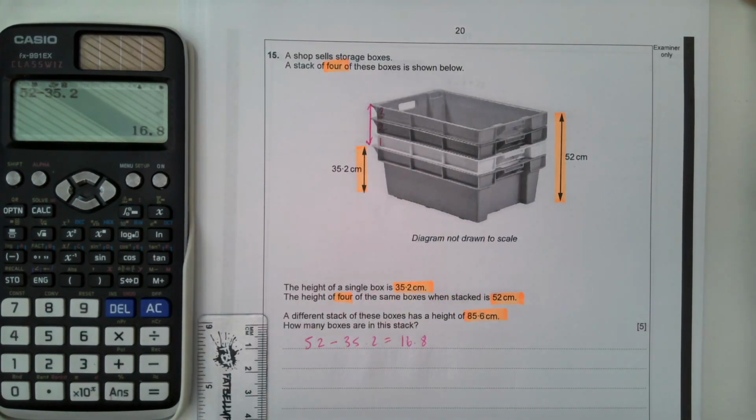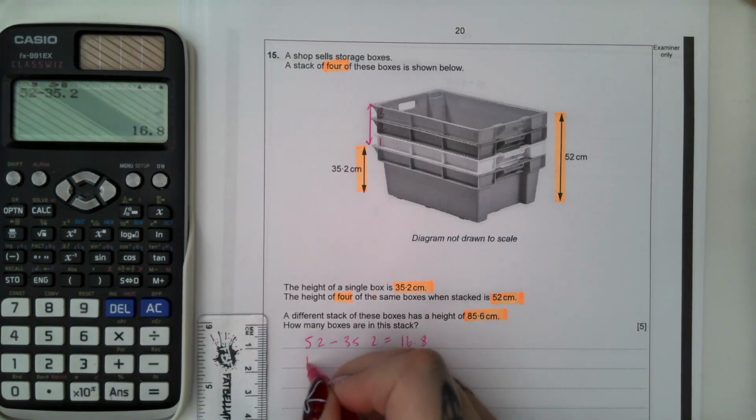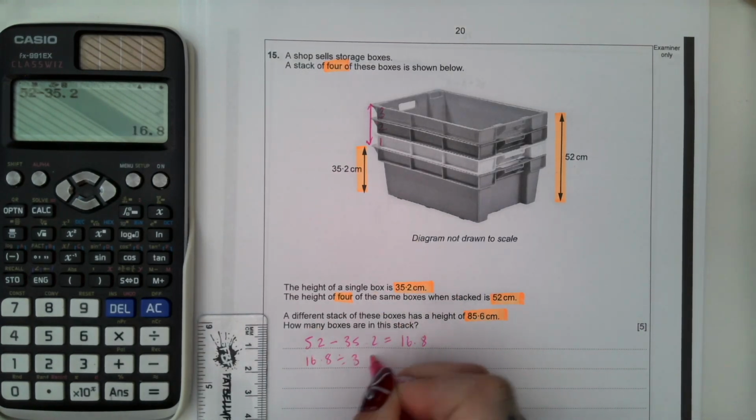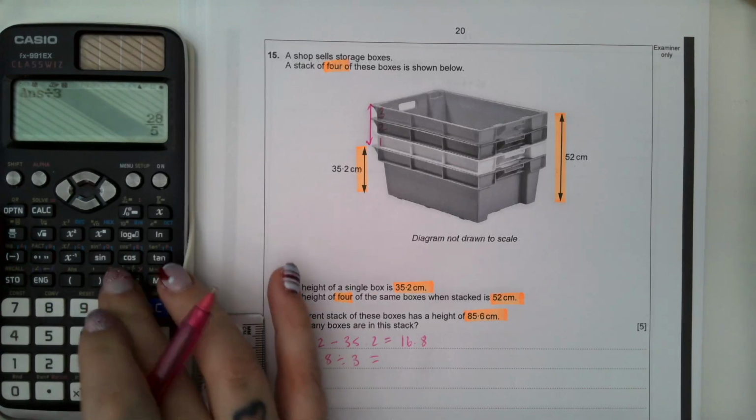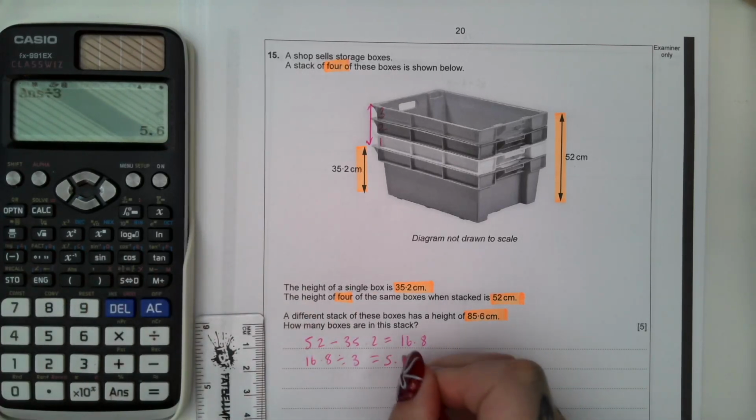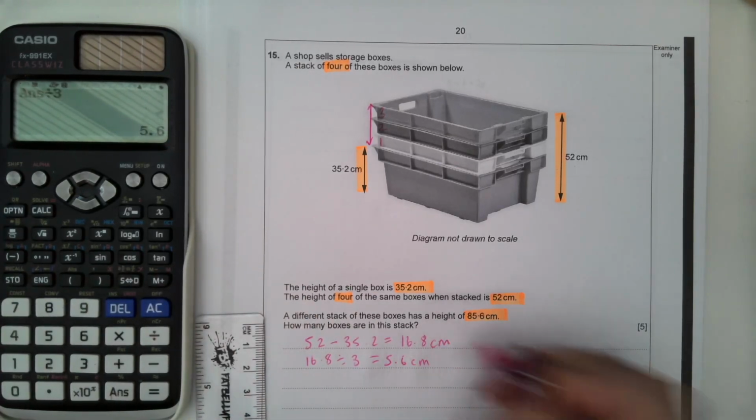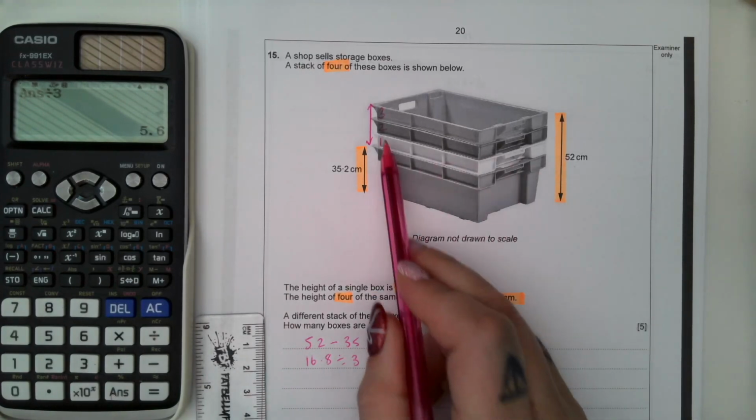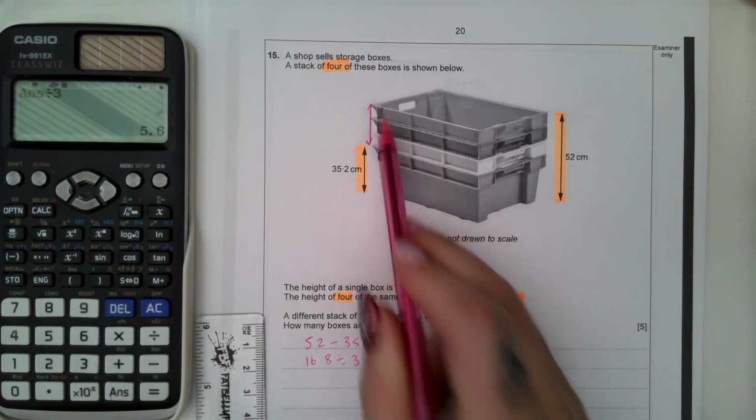So let's find out how much one lip of a box is. So I'm going to divide that by 3. So 5.6. So these are all still in centimetres. So each one of these is 5.6, okay?